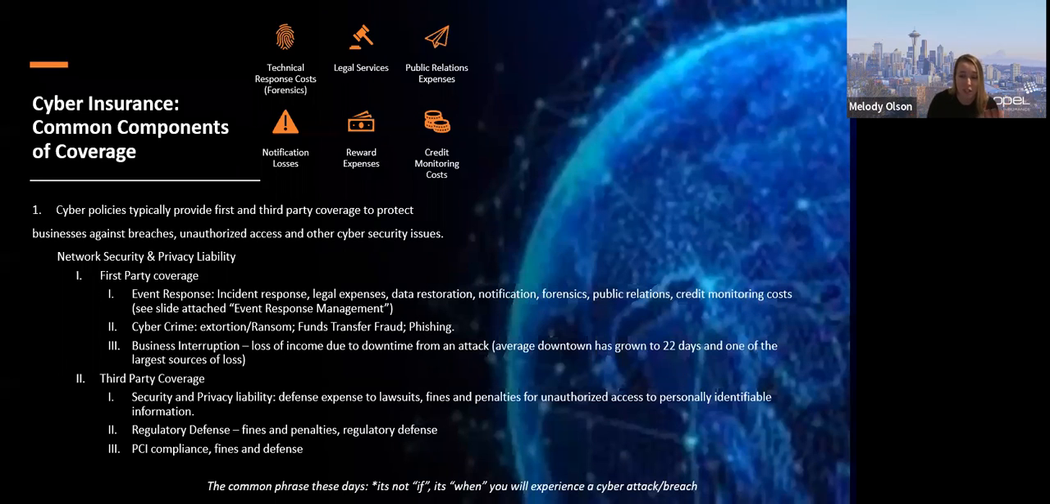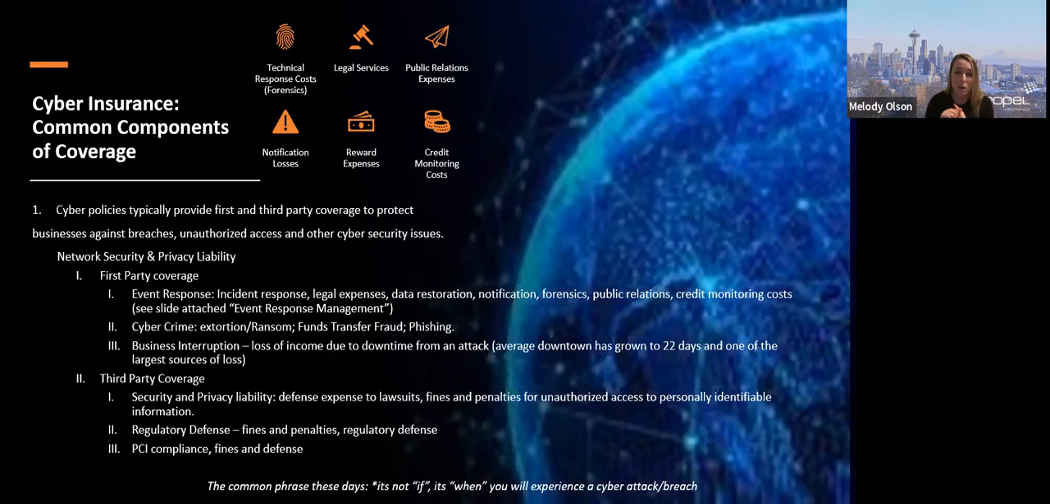Any public relations costs if it's a large breach. And then, depending on which venue the business is in and the individuals that you're holding information on, there's also credit monitoring costs as well. And each state has their own guidelines of what happens if personally identifiable information is breached for somebody in Washington versus somebody in New York. There's different guidelines per state of how you notify those affected individuals and how often.